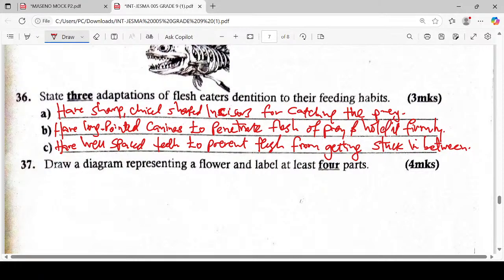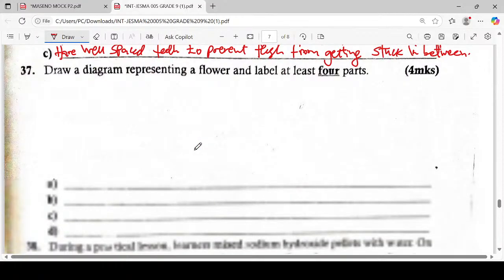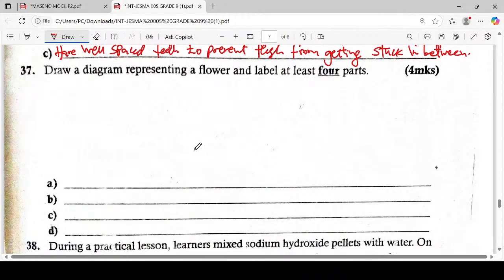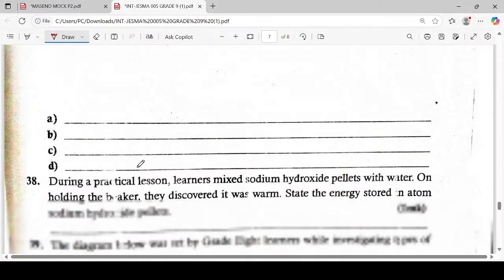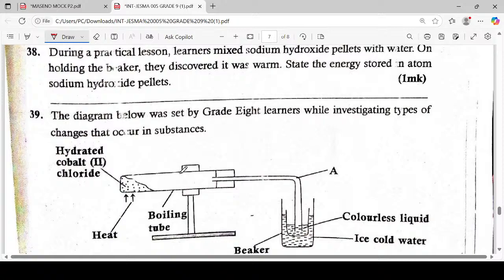Draw a diagram representing a flower and label at least 4 parts. That one you will draw. Remember, when you draw, you make sure you have drawn maybe sepals, petals, anthers, stigma, style, so that you can get at least 4 parts, and each part will be a mark. I don't want to draw it, but I know that's a very simple question. You can directly draw. Question 38.